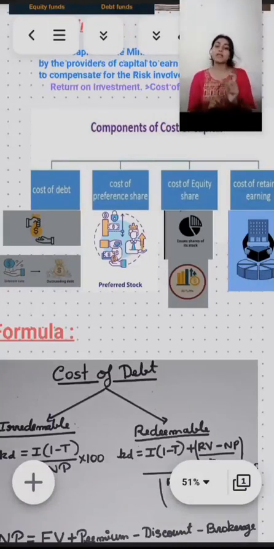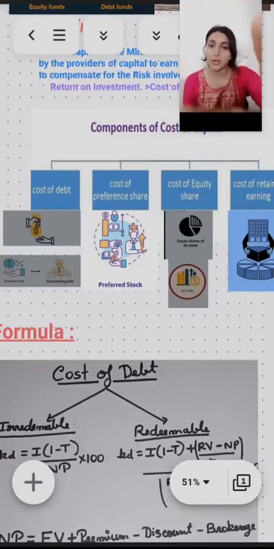It is an opportunity cost. Why is it an opportunity cost? Because if it is distributed to shareholders, and if shareholders would have invested the same amount somewhere else, then they would get better returns over there. So it is an opportunity cost.